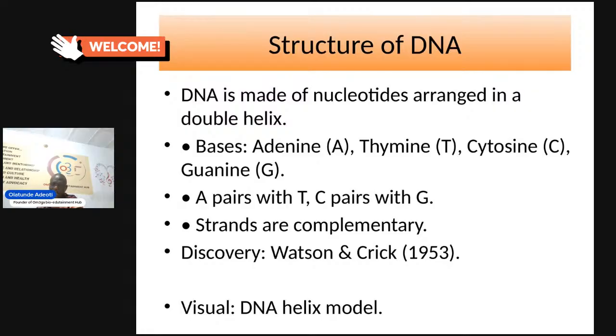So the strands are complementary, in the sense that since it's a double-stranded molecule, once you have one strand, you should be able to predict the content of the other strand. So for example, when you have CAT, you should know that the second strand is going to be GTA. And this double helix was discovered by Watson and Crick in 1953. You can look for the diagram of the DNA double helix.